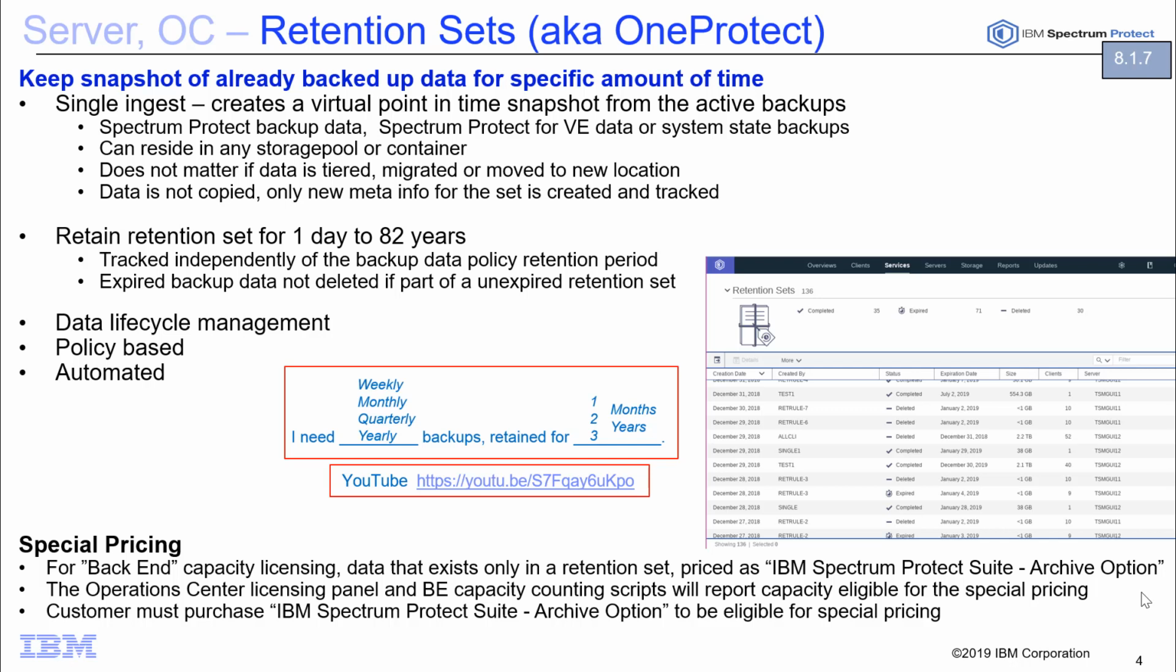Because as you know, backups are based upon versions inside of Spectrum Protect. So even if the backup data is set to expire off, we won't remove it from Spectrum Protect until the retention set period is reached. So everything is data lifecycle managed, it is policy based, and it is automated when scheduled for the creation of these retention sets.